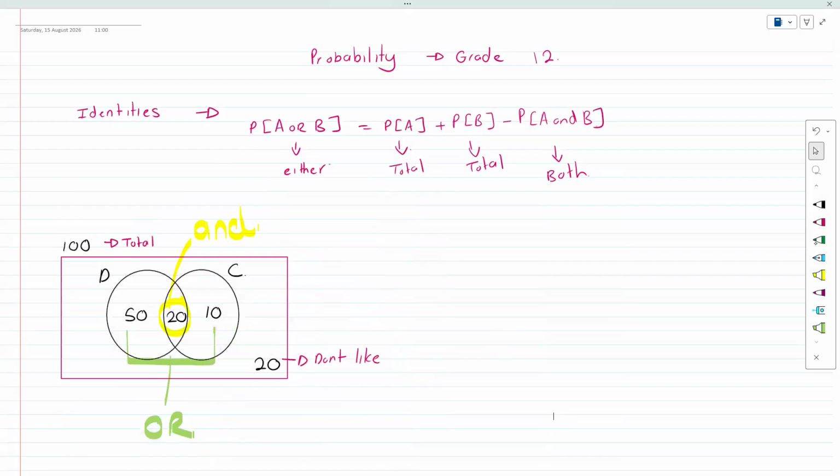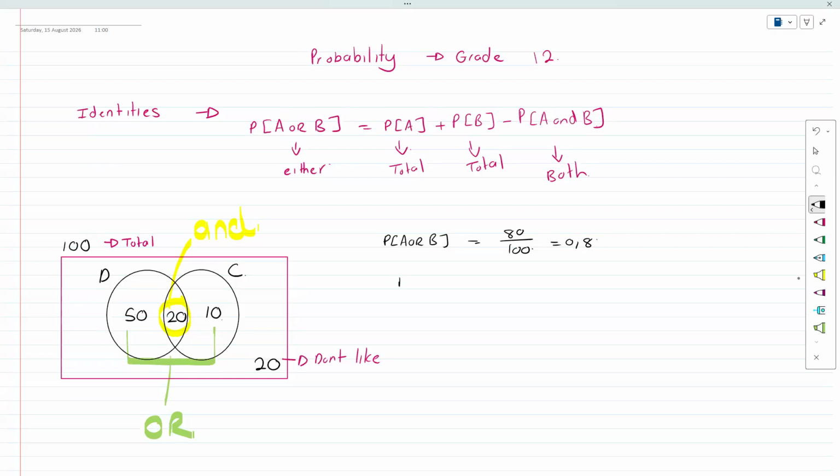Now, it might be complicated, but an example would be the probability of A or B. I can look at this and see 50, 20, 10, that's 80 out of 100 people who like cats or dogs, which is 0.8. But this is just a recap. You can find a full video for the grade 11 one, or grade 10 actually.